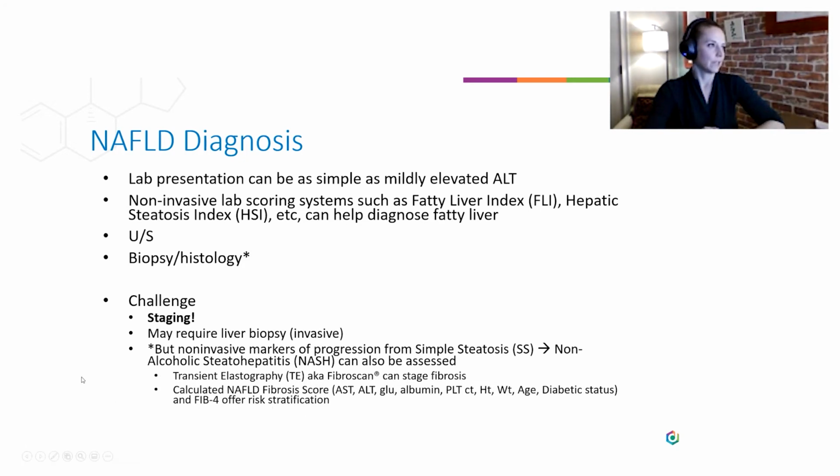The diagnosis is a little bit tricky, I think because the beginning of the disease is so benign, it's a little blasé in the beginning. You have maybe a lab presentation with a mildly elevated ALT. If you have a mildly elevated ALT a couple of times and your patient's insulin resistant and has a metabolic syndrome presentation, it might make sense to run them through one of the non-invasive lab scoring systems like the fatty liver index or the hepatic steatosis index, and that can help you diagnose initially a fatty liver without going in and doing a liver biopsy or an ultrasound.